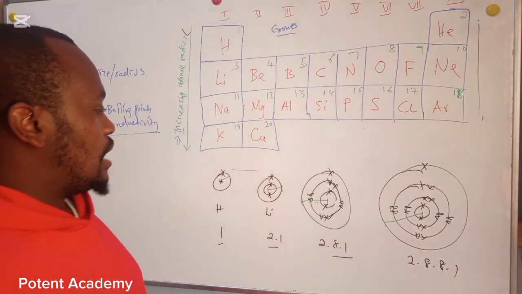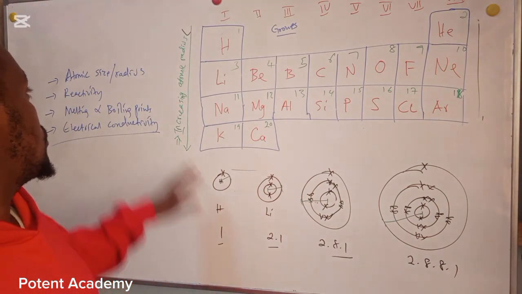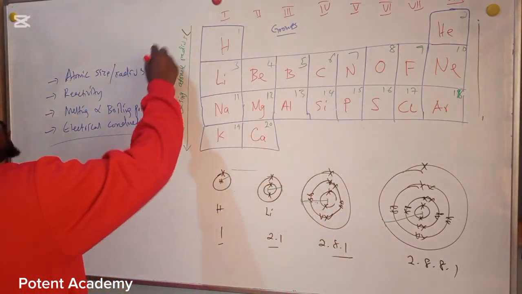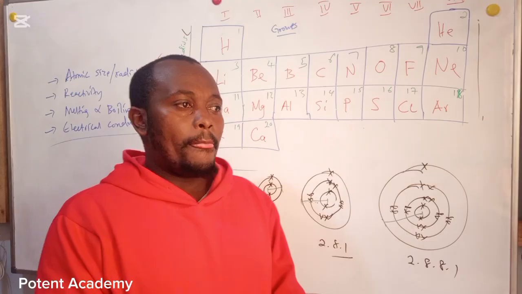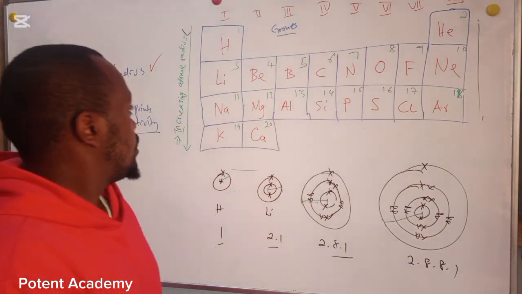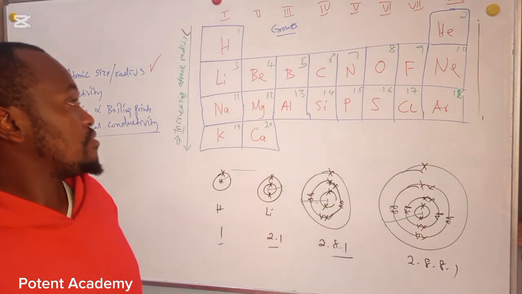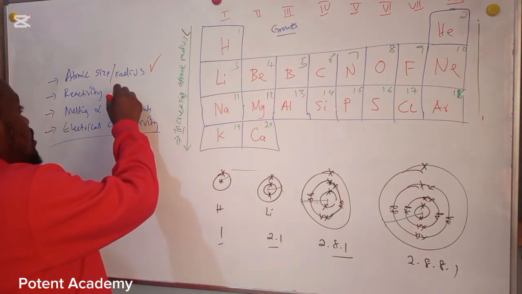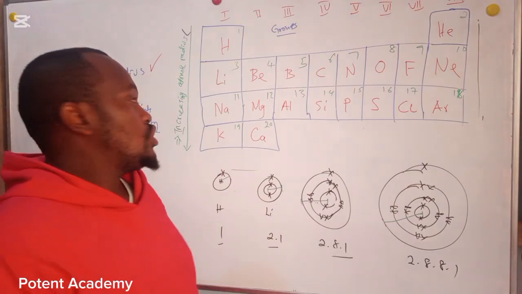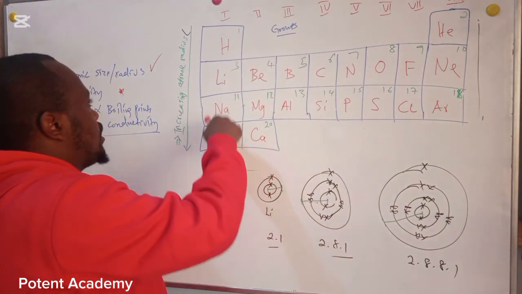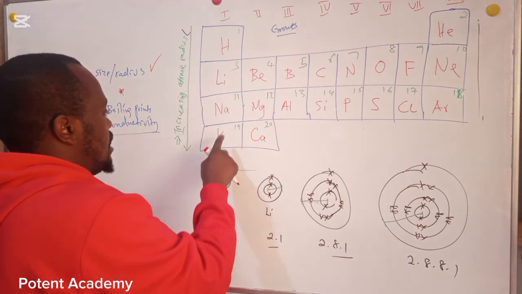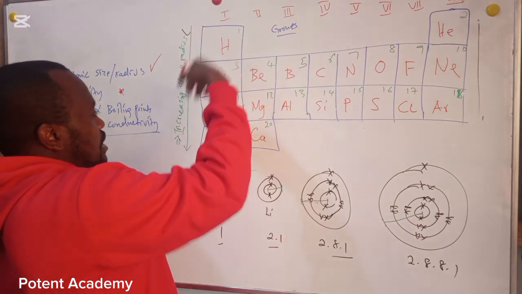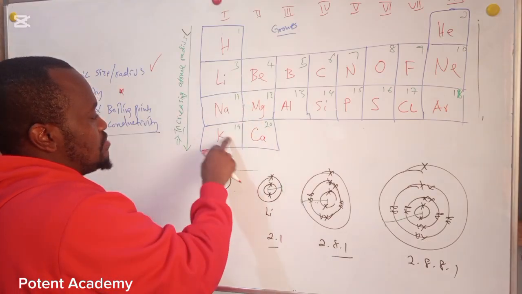Now let us look at another relationship. We have done this atomic radius of elements. Now let's talk of the reactivity. How then do these elements compare when it comes to reactivity? Is potassium more reactive than sodium, sodium more reactive than lithium, or the other way around, that lithium is more reactive than potassium?